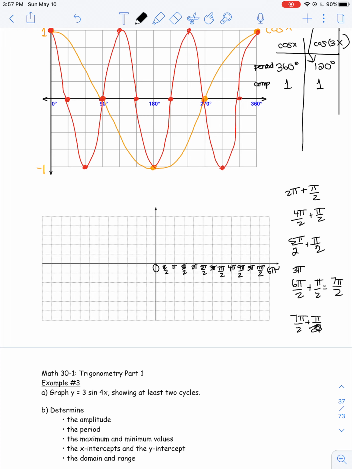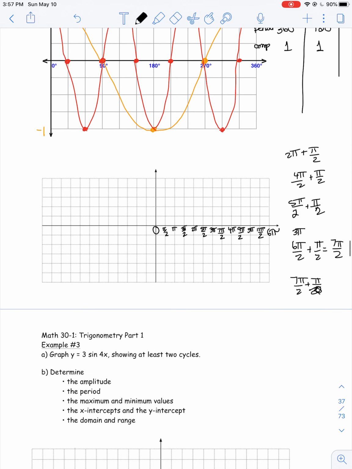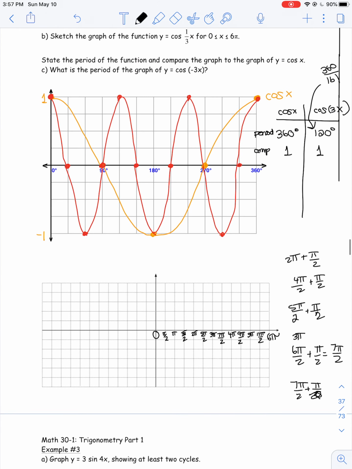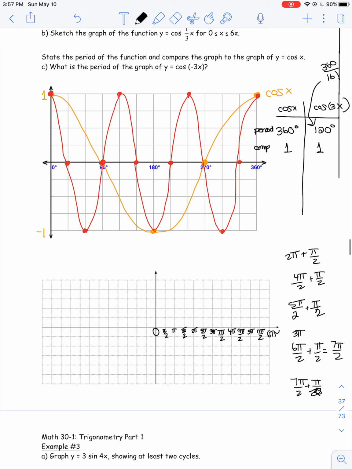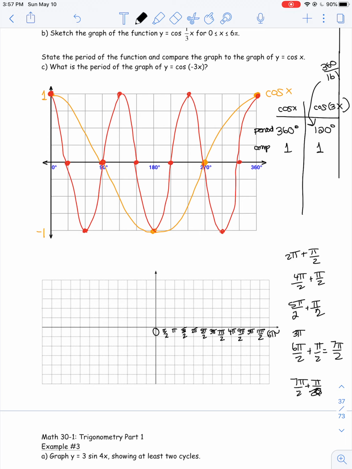I want to make sure that I can see all these different values here. And then we don't have a vertical stretch. There's no value in front of cos, so our window will still be the same. Our y coordinate will still go from -1 to +1. So we're going to go from -1, 4 intervals, 1, 2, 3, 4, up to +1.